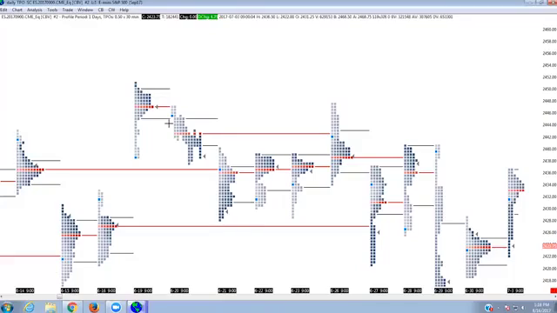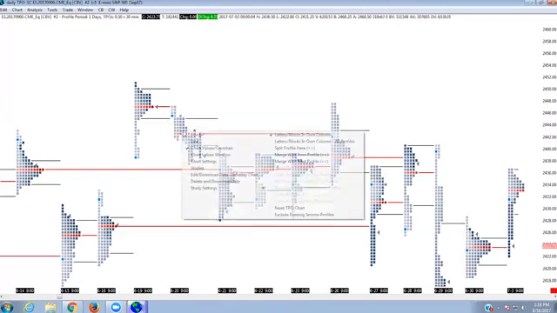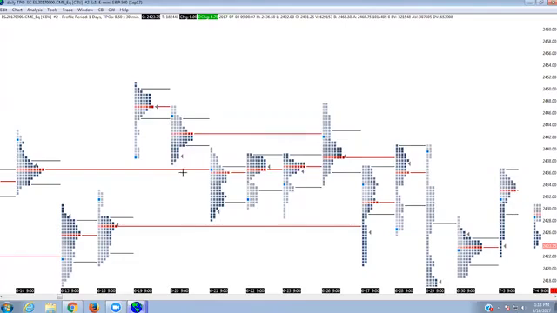So in my mind, there is information in that. There is a story unfolding. Remember, we used that term yesterday. What's the story unfolding? On June 20th, we rejected the point of control from the 19th, and we traded lower all day. Value migrated lower. It's not really balanced. Okay? The 21st. Very clear story.